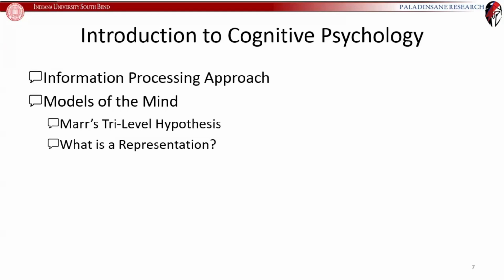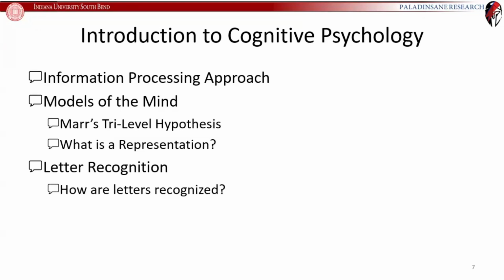And then we're going to take all of that and we're going to apply it to the problem of letter recognition. So this is something that seems very simple. It's something that we can all do. It's something that we all learn to do at a very early age. So I have seen videos of 2-year-olds, 3-year-olds who know all of the letters of the alphabet. So how are letters recognized?